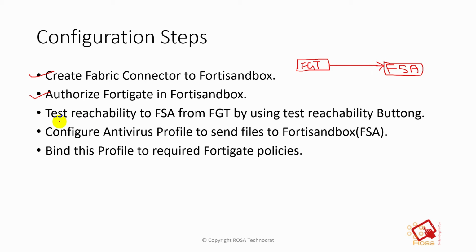Then we will test the reachability from FSA to FortiGate by using the test reachability button. Configure antivirus profile to send files to FortiSandbox, and bind this AV profile that is created in this step to the FortiGate policy. So these are all the steps that are required to integrate a sandbox with FortiGate firewalls. I will also be telling you about all the possible errors, issues, troubleshooting of FortiSandbox issues, but that I will bring into another video, because otherwise this will be a very big video.